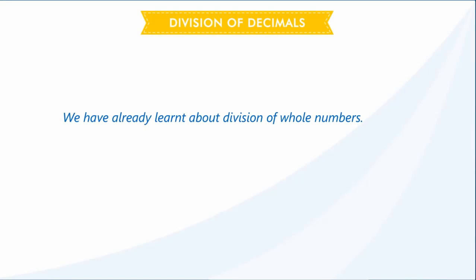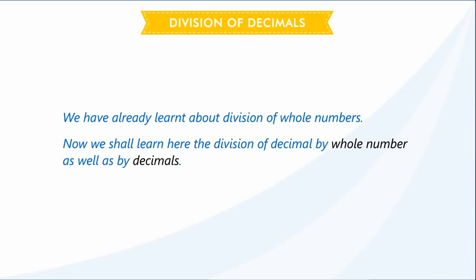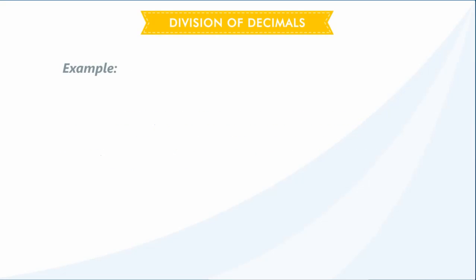Division of decimals. We have already learnt about division of whole numbers. Now, we shall learn here the division of decimals by whole number as well as by decimals. Example 1. Find the quotient of 5.25 divided by 3.